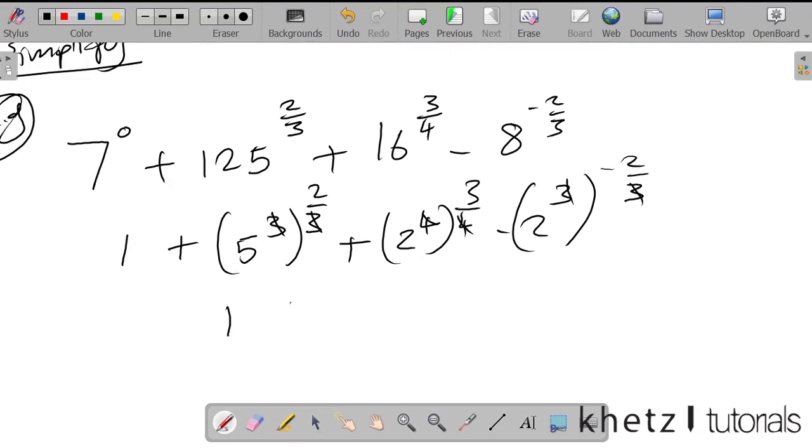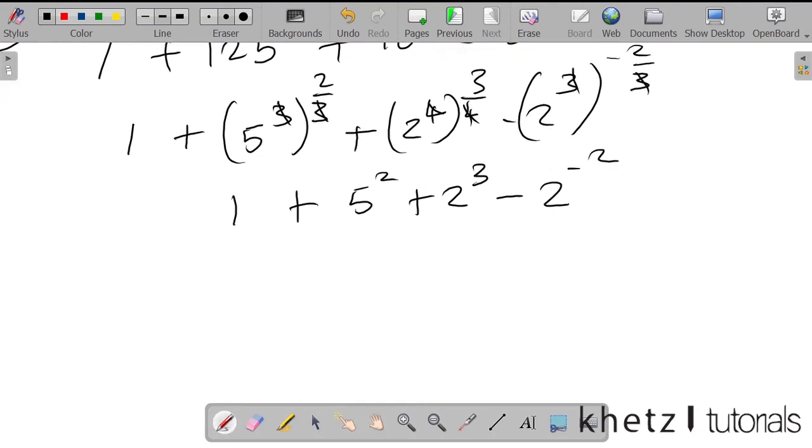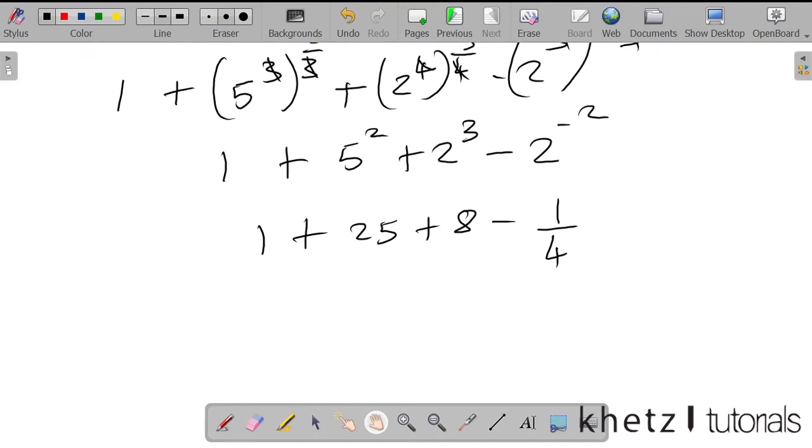And in the end, we're going to have 1 plus 5 to the 2 plus 2 to the 3, subtract 2 to the minus 2. Now in the end, we know that 1 plus 5 to the 2 is 25, 2 to the 3 is 8. Then that is basically just 1 over 4. Now you can add this up using a calculator or whatever, but you can just right away do it manually. This is 4 over 4, subtract 1 over 4 over there. So 4 over 4, subtract 1 over 4, gives you 3 over 4.